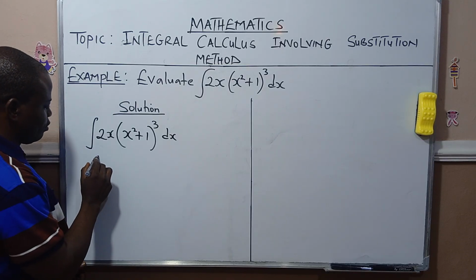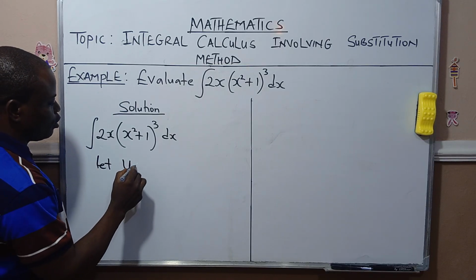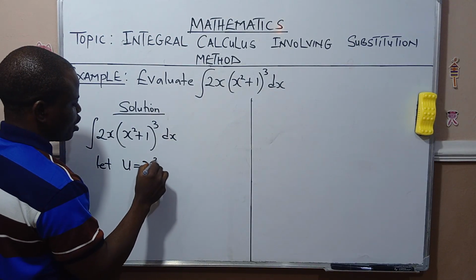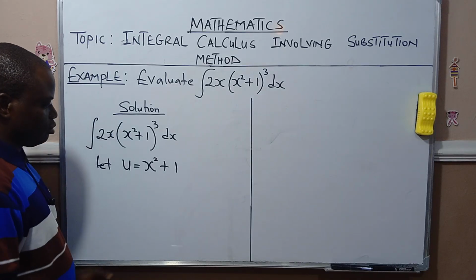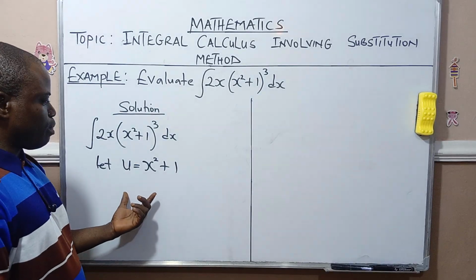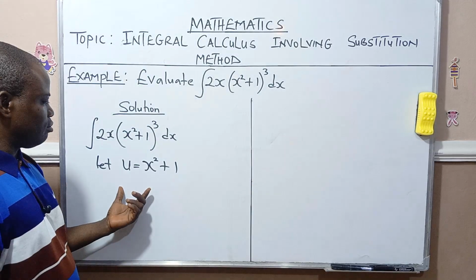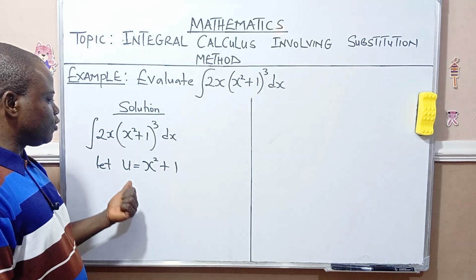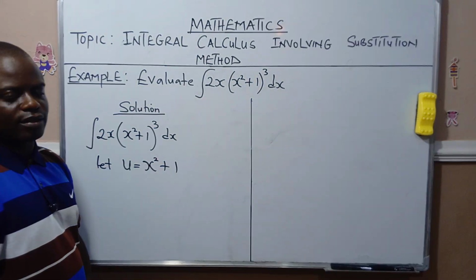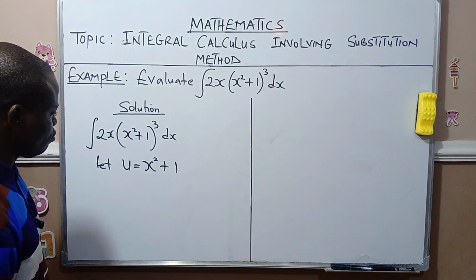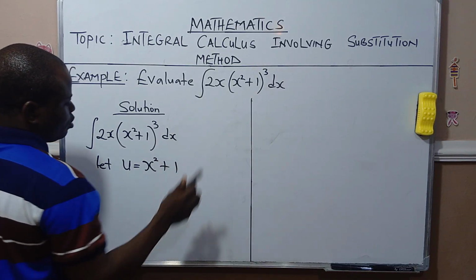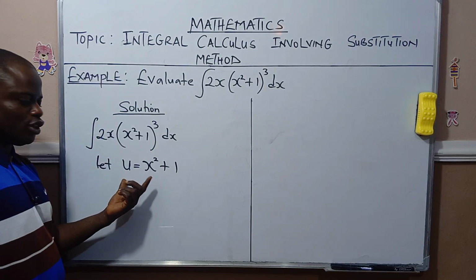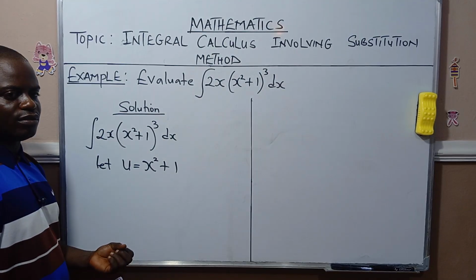Now say let u, I'm using u to represent the letter, let u equals x squared plus 1. That's our assumption. You now say du dx equals what? You are going to differentiate u with respect to x in this case. And don't forget the rule of differentiation. This is integration, but we are going to differentiate inside the integration.